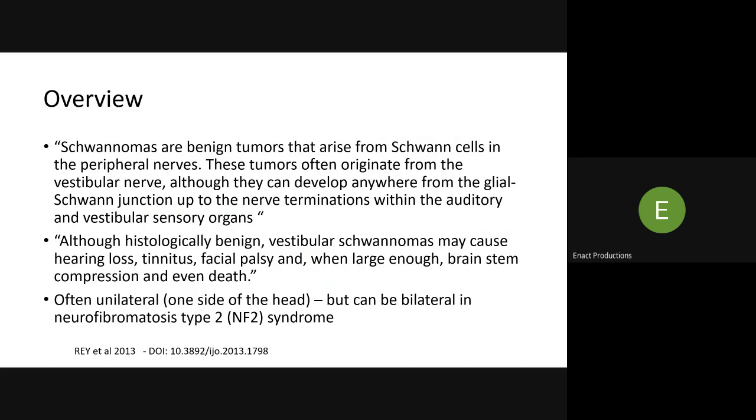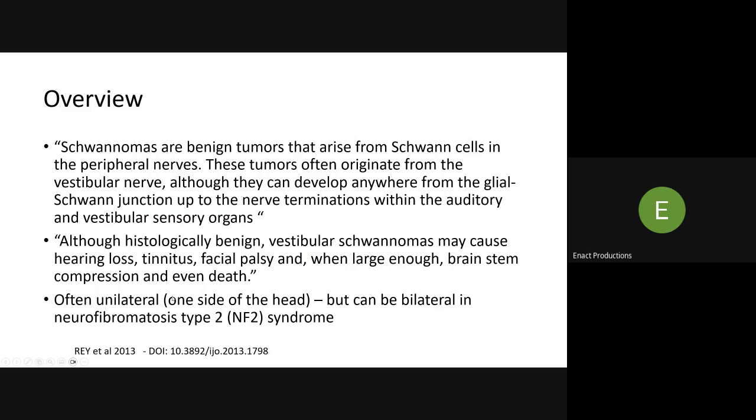And although it's benign, vestibular schwannomas may cause hearing loss, tinnitus, the ringing of the ears, facial palsy, and when large enough, brainstem compression and even death. So the early symptoms typically are hearing loss and tinnitus. You get this ringing, and it's just not going away. You can't hear as well. That might be the first thing that you detect as a symptom. By that point, of course, they're already starting to grow and do things that you don't want. But they can get even larger, and then at that point, yes, can become fatal. And also, by the way, very painful.